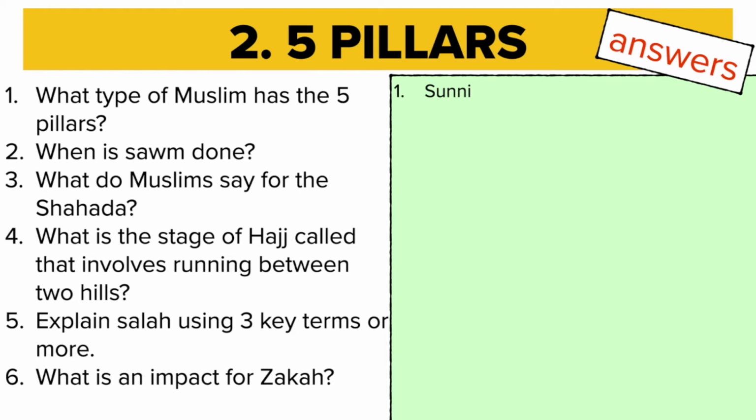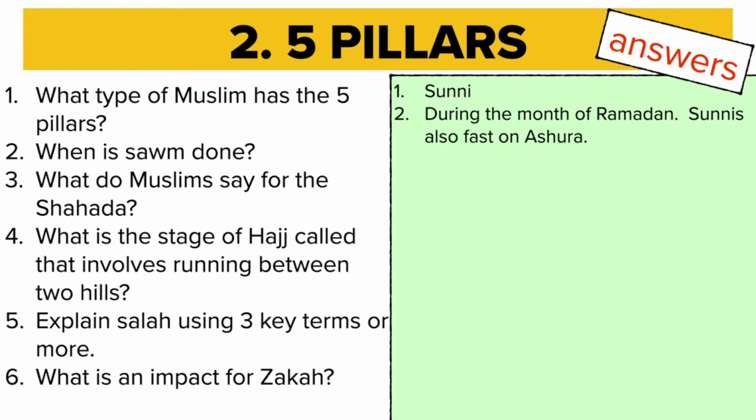Okay, let's go on to answers for topic 2, the 5 pillars. So what type of Muslim has the 5 pillars? It's Sunni Muslims. 5 pillars are for Sunni Muslims. Saum is done during the month of Ramadan, so Sunnis also fast on Ashura. Coming onto that a little bit later. But most of the time when you're thinking of Saum, you're thinking of the month of Ramadan, the month of fasting.